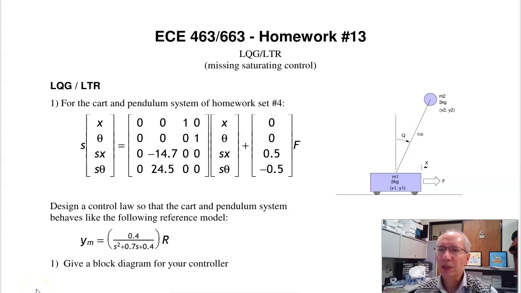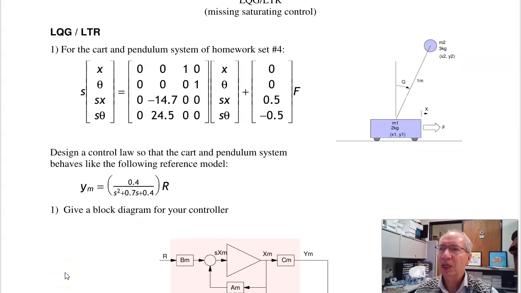Here are solutions to homework set number 13 for ECE 463-663 Modern Control. This is looking at LQG, LTR, and variable structure systems. Now the problem is, given the cart and pendulum system, make it look like the following reference model. We're going to do two different approaches. First, let's look at LQG, LTR.